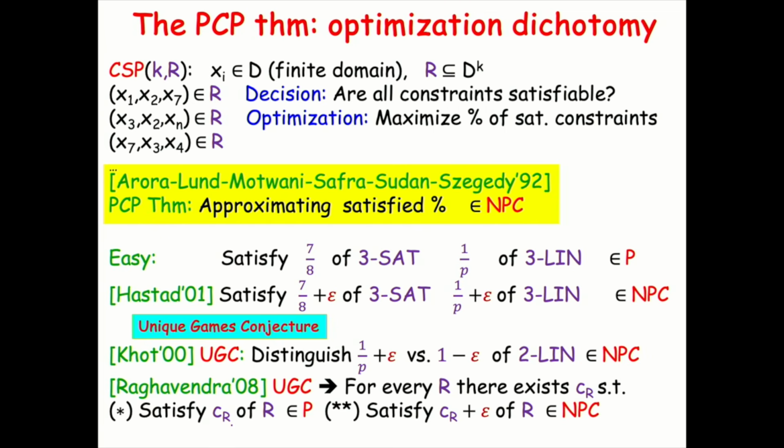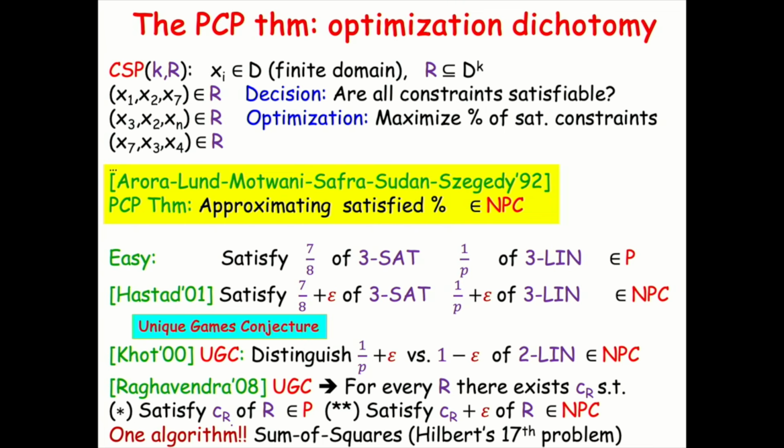So on the one hand, it's easy to satisfy this constant fraction of equations, theta bar. On the other hand, to satisfy a little bit more is NP-hard. So this gives a complete understanding of all these approximation problems. And again, amazingly, this really works. The algorithm for all of these is really one algorithm, called the sum of squares optimization technique, which really goes back to Hilbert's 17th problem, which is about sums of squares. Okay, so these are dichotomy theorems.